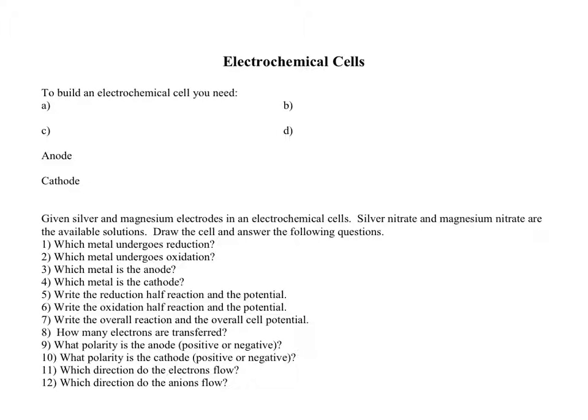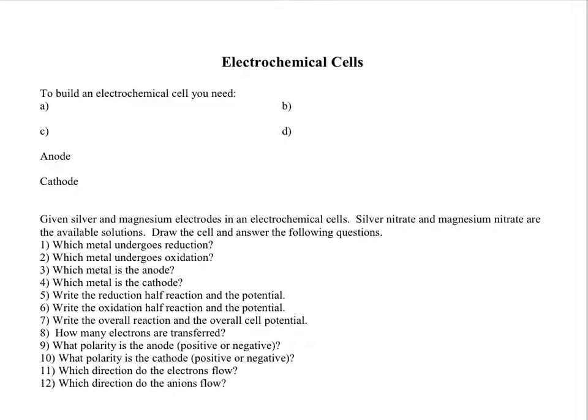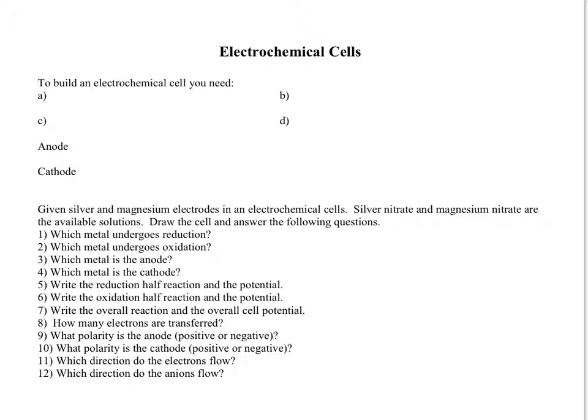Hi everybody, today we're going to talk about electrochemical cells. Another word for electrochemical cells is batteries. So a battery is basically a redox reaction. So it's a chemical reaction that produces electricity.